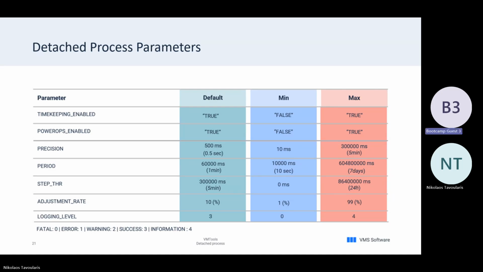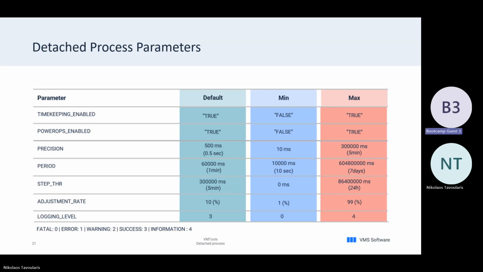Then we have step threshold. The default value is 5 minutes, and that means that if we have a time difference of 5 minutes or greater, we step. Otherwise, we slew. Now the minimum value here is 0. That means that we completely disable slew, but it's better to have some small slew value for better performance. And the maximum is 24 hours.